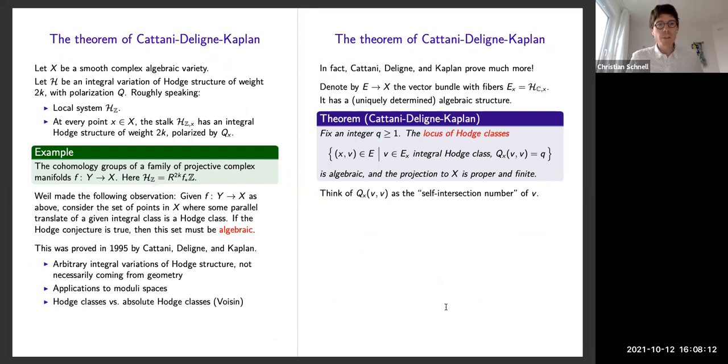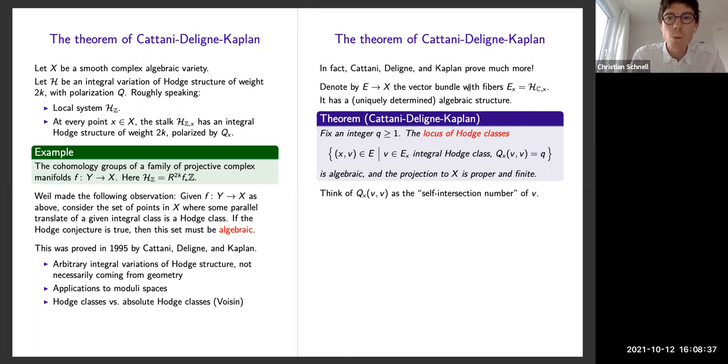Anyway, so I want to give actually the precise statement because this will be the sort of thing that I want to generalize. But so the precise statement is actually even stronger because they don't just look at the locus of points in the base where some class is Hodge, but they also keep track of the classes themselves. Okay. So in order to do that, I need this vector bundle. This might be called the Hodge bundle or something.